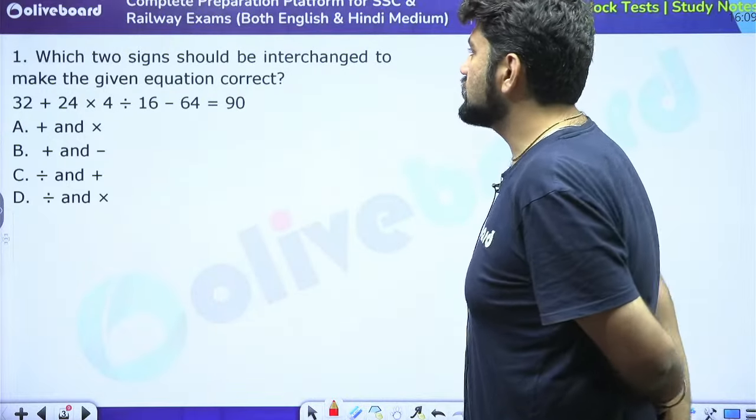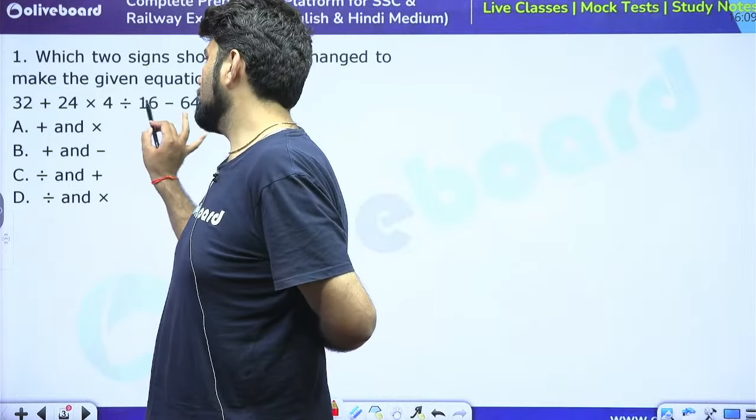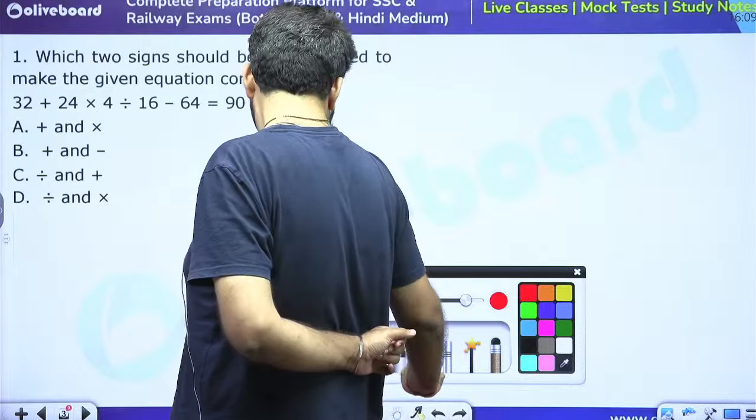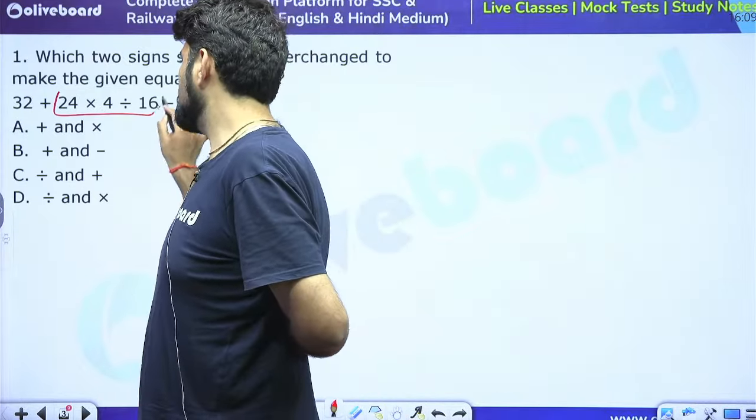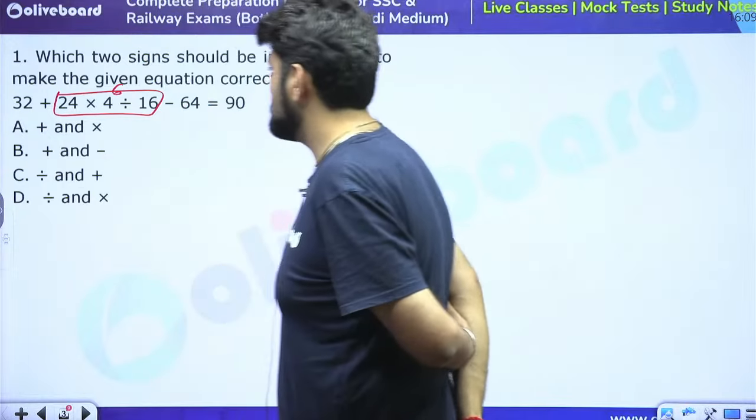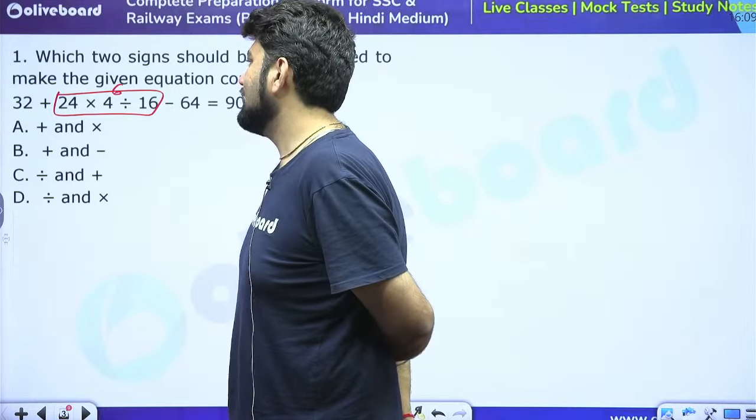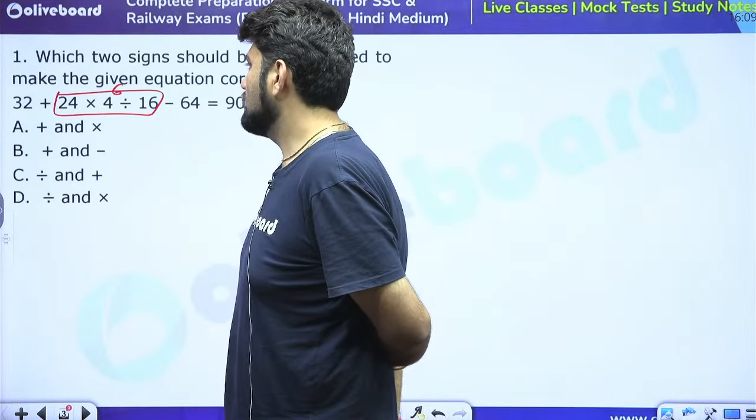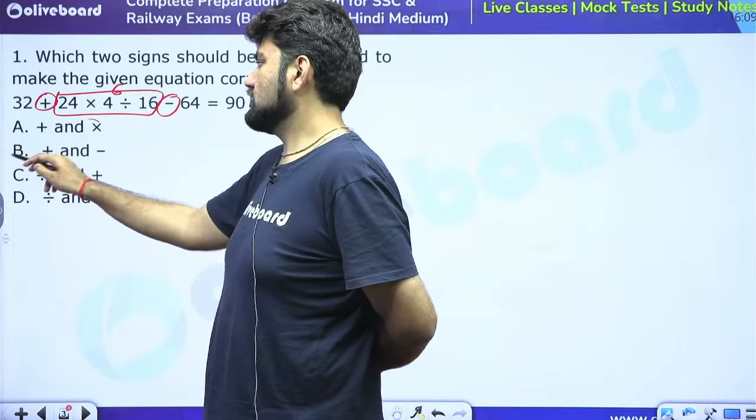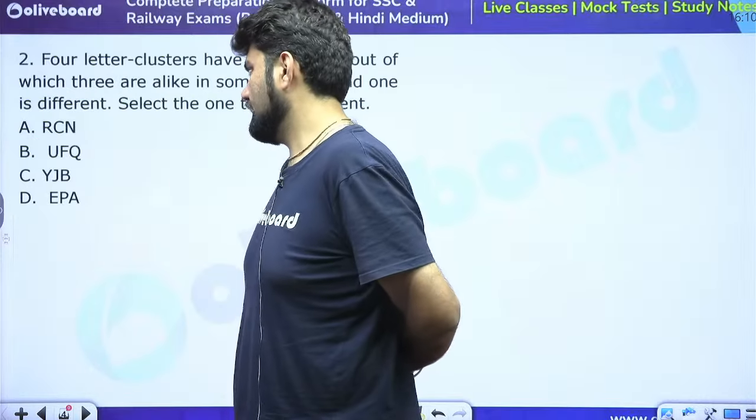So which two signs should be interchanged to make the given equation correct? I think you just hit the division, the sweet spot. 4 by 16 is 1 by 4 and this will give me 6. This part will give me 6. Now 32 plus 6 and 64, what needs to be changed? So if I see, 32 and 64 are 96, minus 6. So if I just change plus and minus, I'll get my answer, right? So I just need to change plus and minus to get my answer. It's that simple. Okay, next.